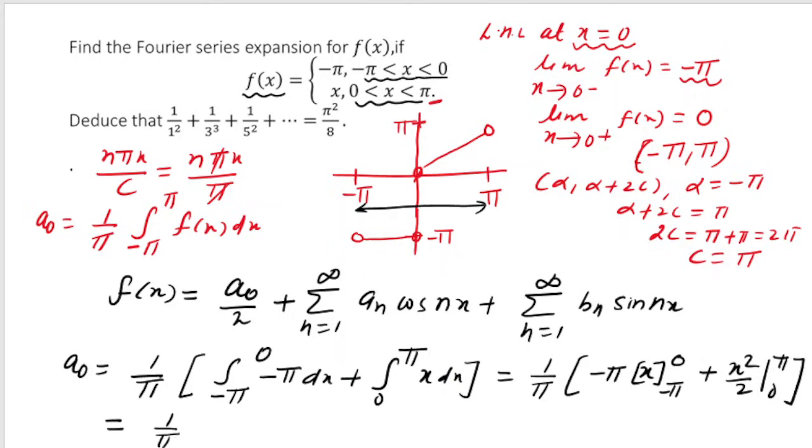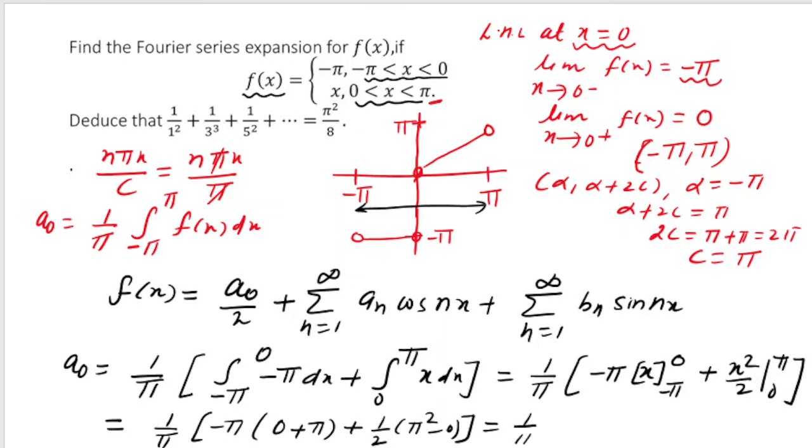I will get 1 by pi minus pi, upper limit is 0 minus lower limit, so that is minus minus pi, so it will become plus pi, and here if I write, it will be 1 by 2, upper limit, that is pi square minus 0. So what did I get?